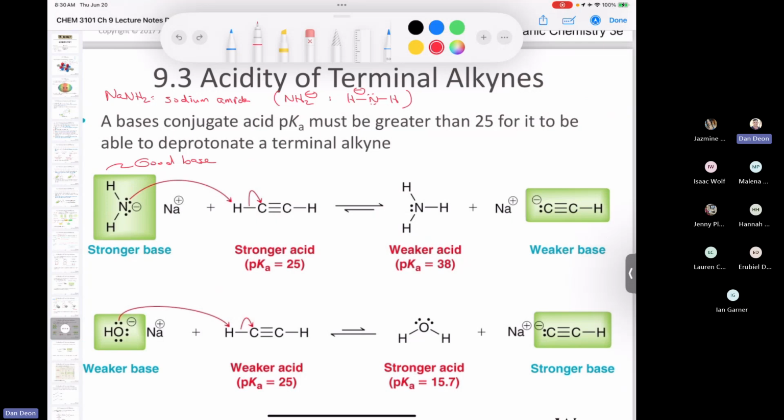Now, you might be wondering, well, what about something like sodium hydroxide? I know that's a really strong base, and it is. Okay, it is a very strong base, but if you put sodium hydroxide in with your acetylene, the conjugate acid in this case is water, and water has a lower pK. It's a stronger acid than the terminal alkyne, and so hydroxide is not an appropriate base for deprotonating an alkyne. It doesn't work. Okay, you get some of the conjugate base, but it doesn't give you complete deprotonation.